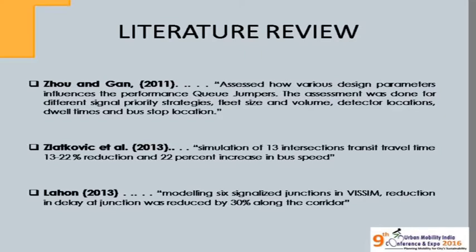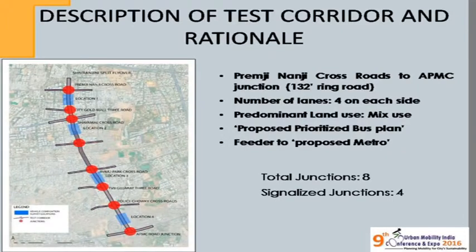So next is the model development. The first one is the test corridor, which is from the Shivranjani split flyover to the APMC road junction in Ahmedabad. That is a part of the 132 feet ring road. Number of lanes are 4 on each side. Currently no segregated bus lane is provided. The land use is predominantly mixed use, and there is a proposed prioritized bus plan that can be a BRTS or BRTS augmented with signal priority, and this will serve as a feeder to the proposed metro that is coming over here from APMC road junction to the Jivraj Park, then metro goes over there.